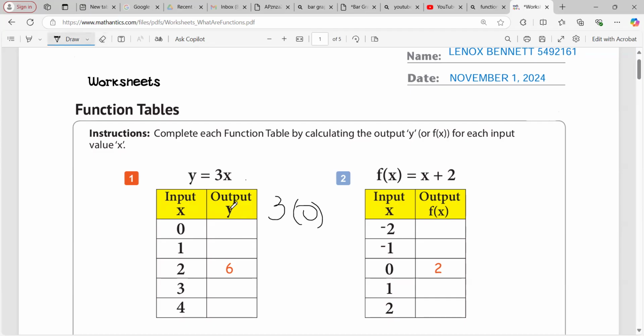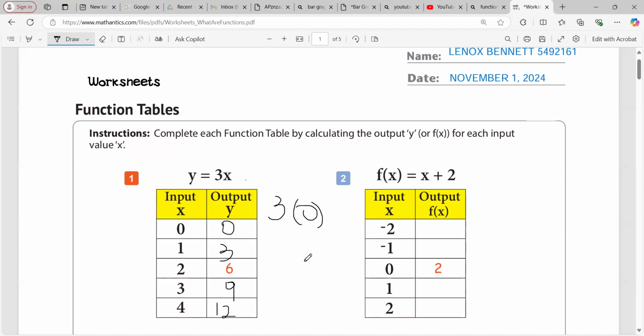3 times 0 is 0. Anything times 0 is 0. All right, in this case, it's 3x, which is 3 times 1, which is 3. This x is 3, 3 times 3, which is 9. And for this one, 3 times 4, which is 12. And there we have it. Number one is complete. Number two was already done for us, which is 3 times 2, which is equal to 6.